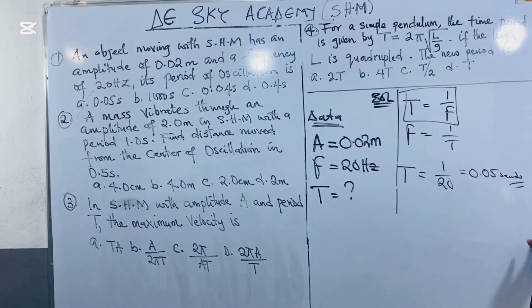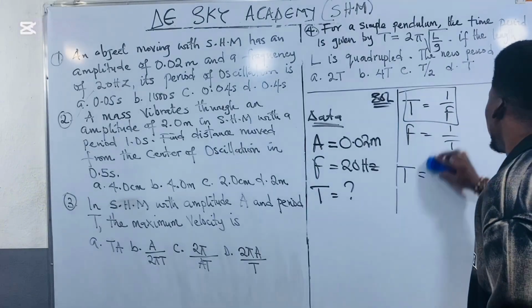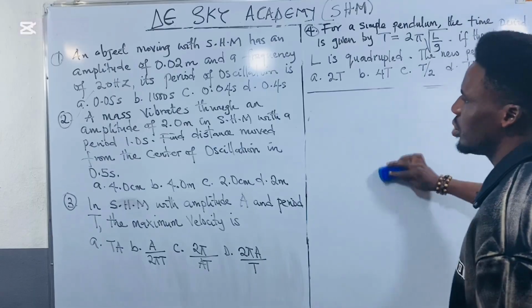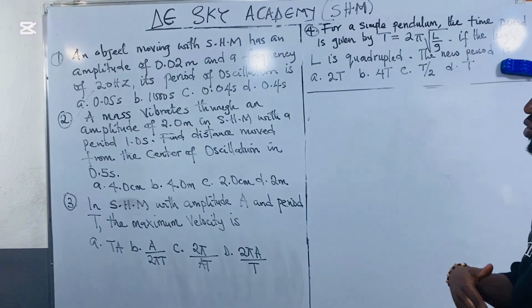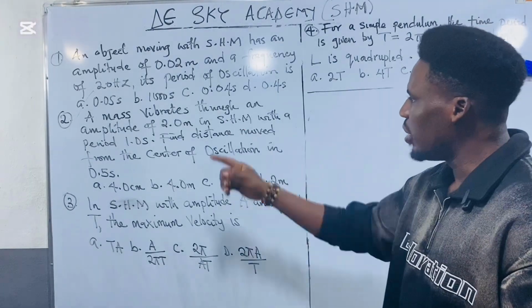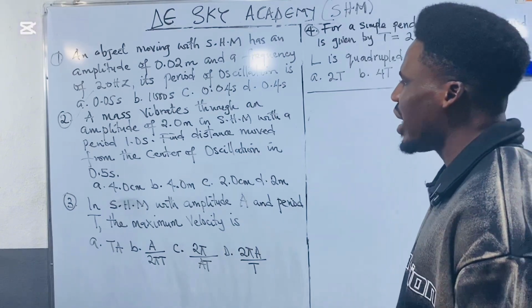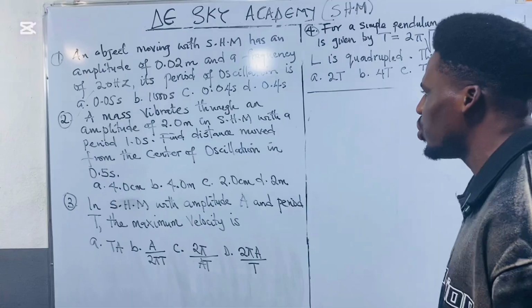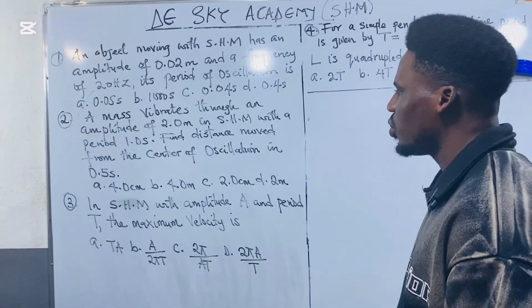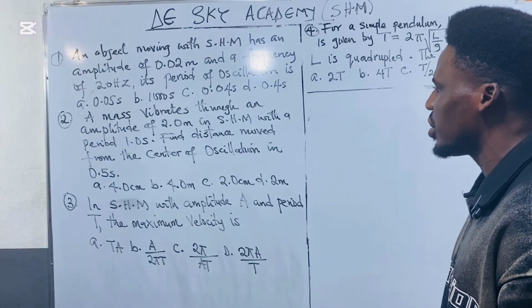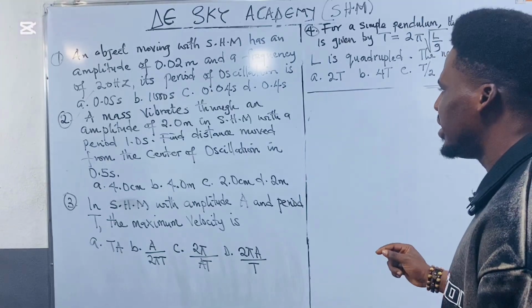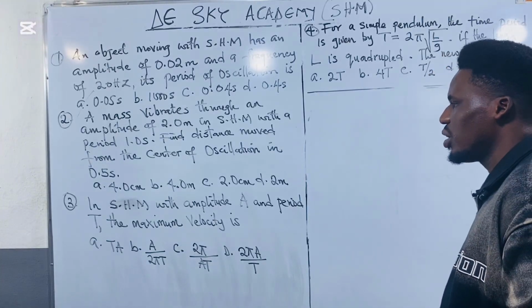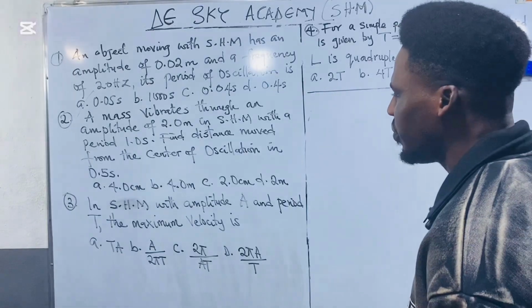Let's go to question number two. Without wasting much time, question number two. A mass vibrates through an amplitude of 2.0 meter in simple harmonic motion with a period of 1.0 seconds. Find the distance moved from the center of oscillation in 0.5 seconds.